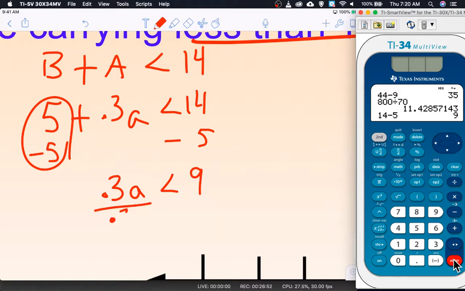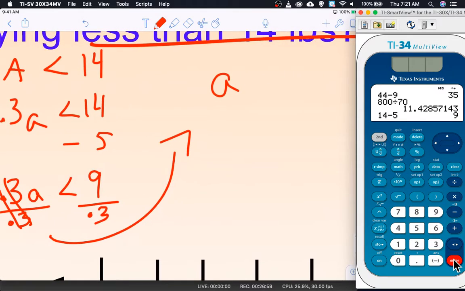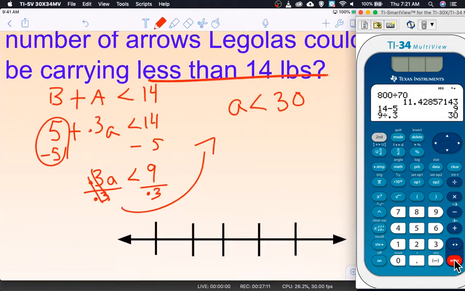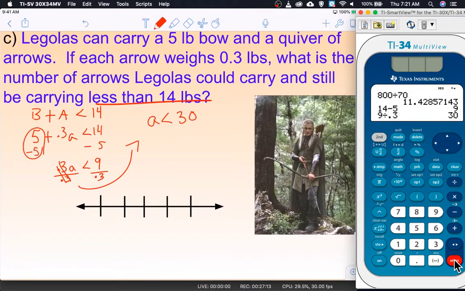Divide by 0.3 on both sides. And over here, a is less than, I bet you that's 27. 9 divided by 0.3 is 30. Didn't expect that, but it was close to 27. 30. So he can carry less than 30 arrows.